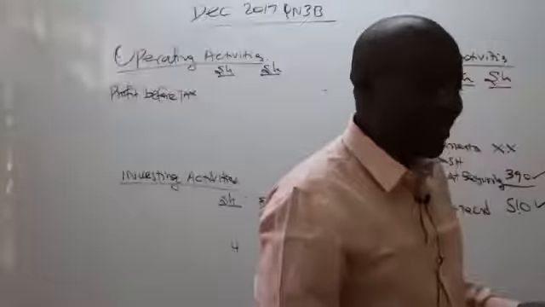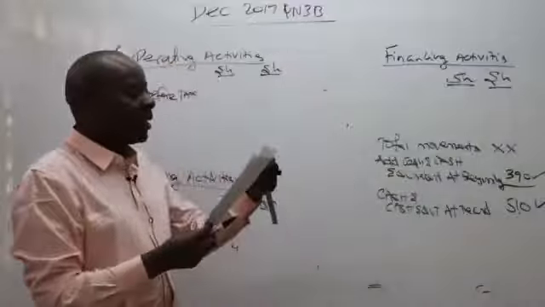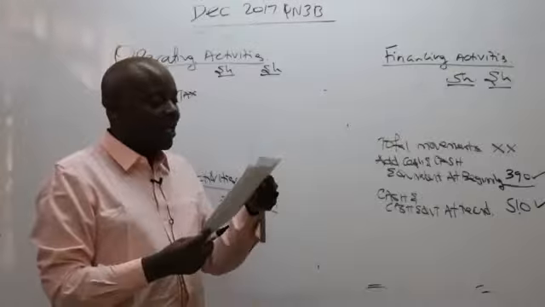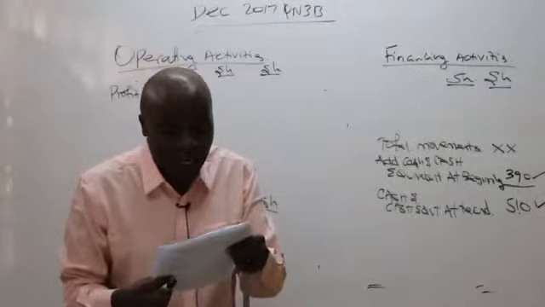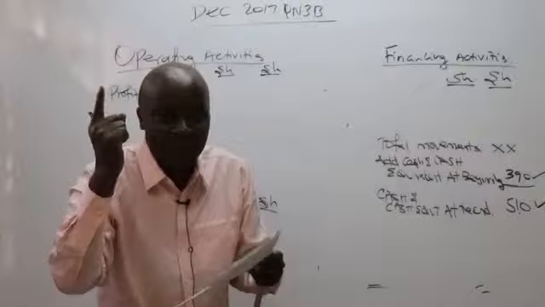Let us go slowly first, profit before tax. Please go straight away to the income statement that you have there. The income statement that you have there, what do we have? Somebody there has the profit before tax. Remember, the income statement will be given to us for just 1 year.